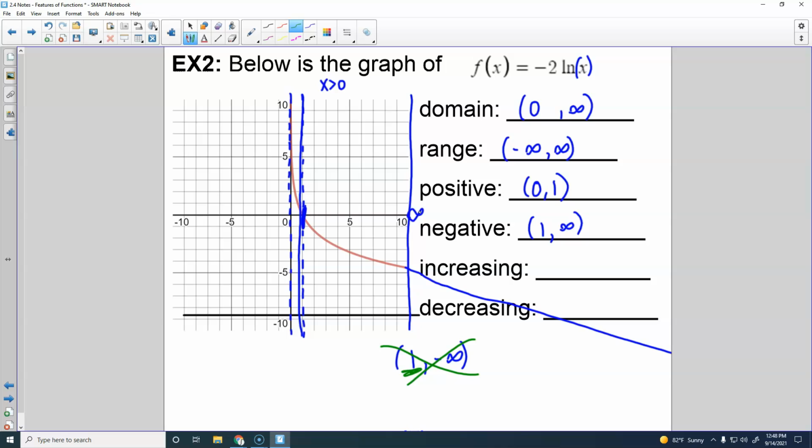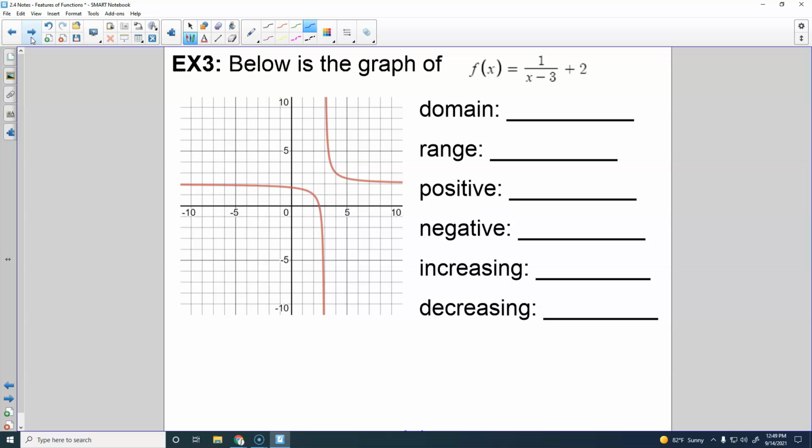Okay? Josie, is this one increasing or decreasing? Decreasing. So I'm just going to put a mark through there, increasing. And where is it decreasing? Perfect. It's just going to be the whole domain, so it's the same as the domain there. Good.